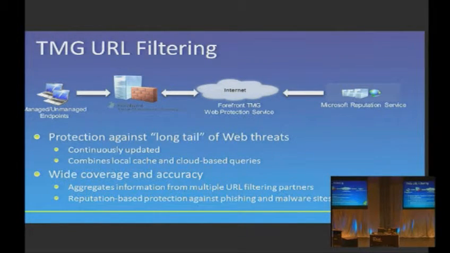So what we've actually done is leverage the Microsoft Reputation Service. If you've used our email offering, you'll be familiar with the Reputation Service that provides a blacklist. What we've done is we've consolidated some vendors, M86, CloudMark, and another one, Bright Cloud, their URL databases.